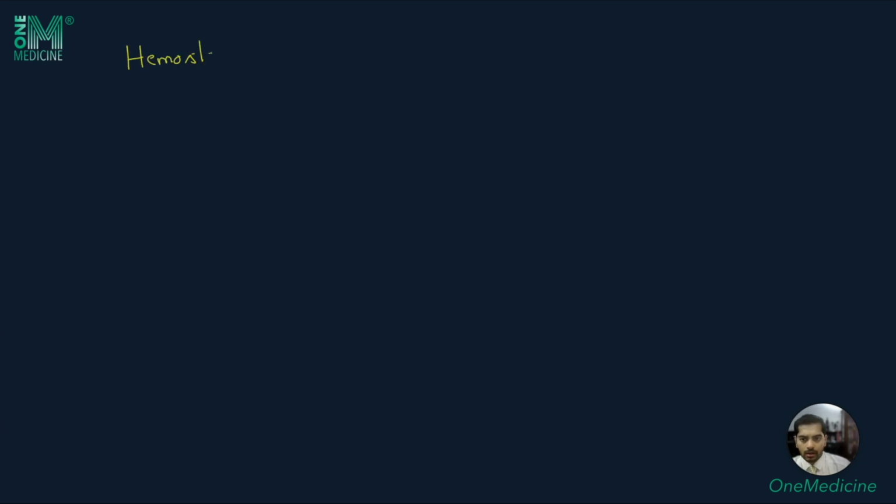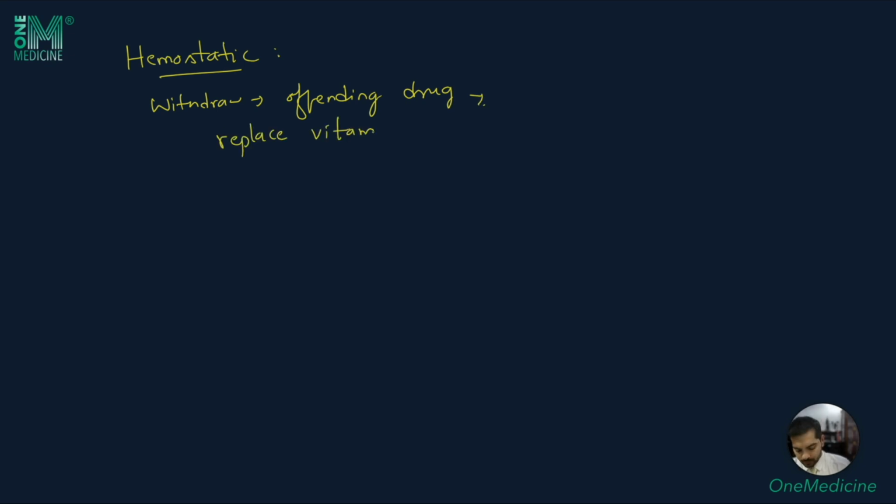Hemostatic disorders: withdraw the offending drug, replace vitamin C, plasmapheresis can be used, and plasma infusions can be used in case of TTP.